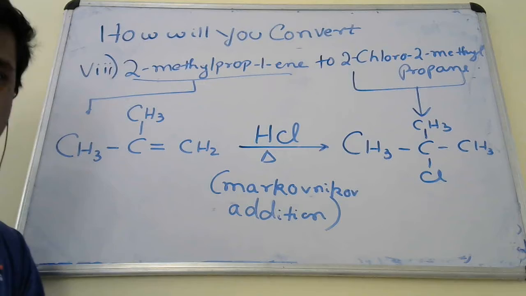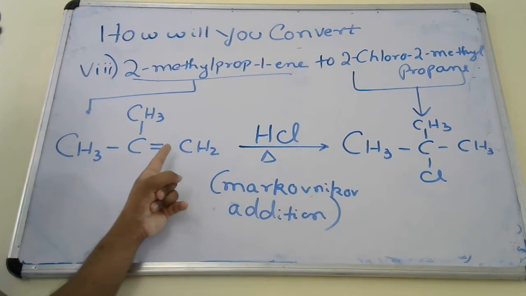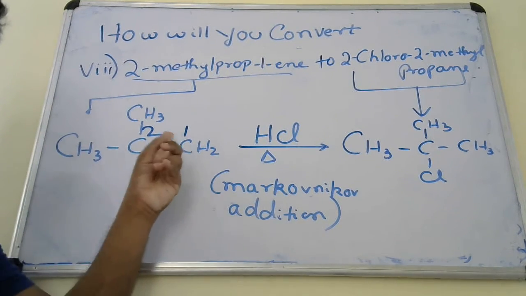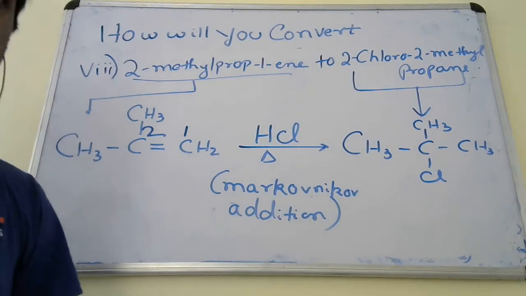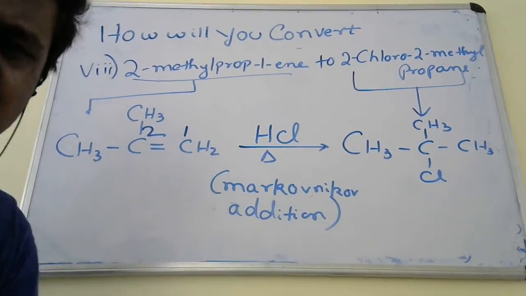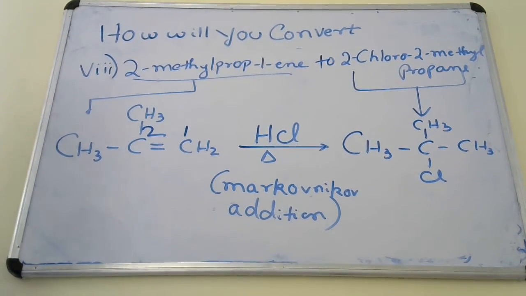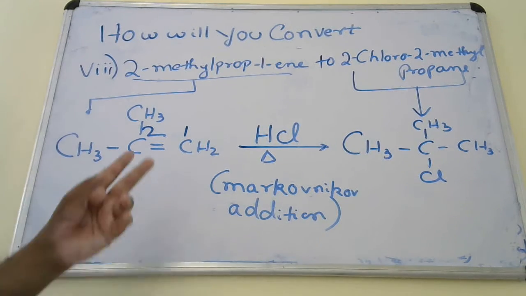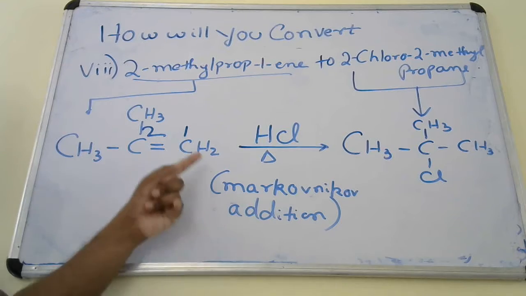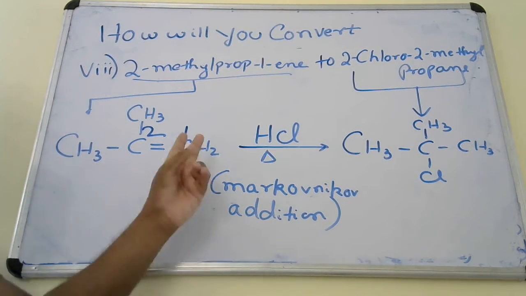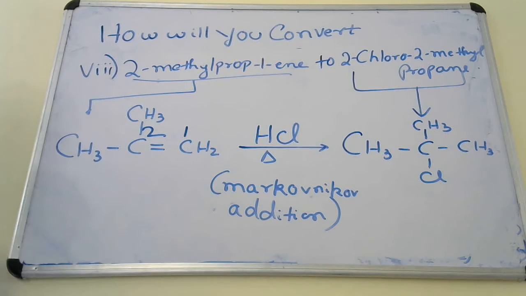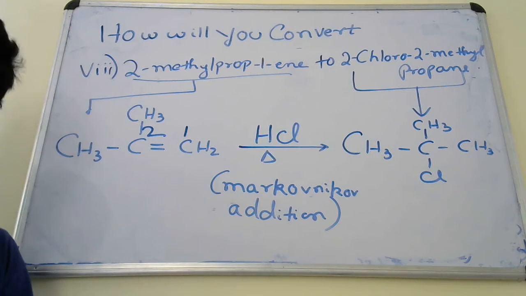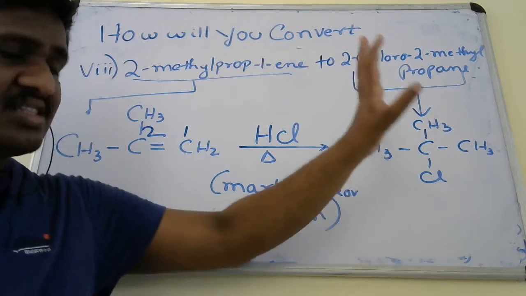which has lesser hydrogen. Now the double bond has 2 carbons, carbon number 1 and carbon number 2. The halogen will be linked to that carbon which has lesser number of hydrogen. Carbon number 2 has no hydrogen at all, whereas carbon number 1 has 2 hydrogen. So carbon number 2 has lesser hydrogen, so halogen is linked there.